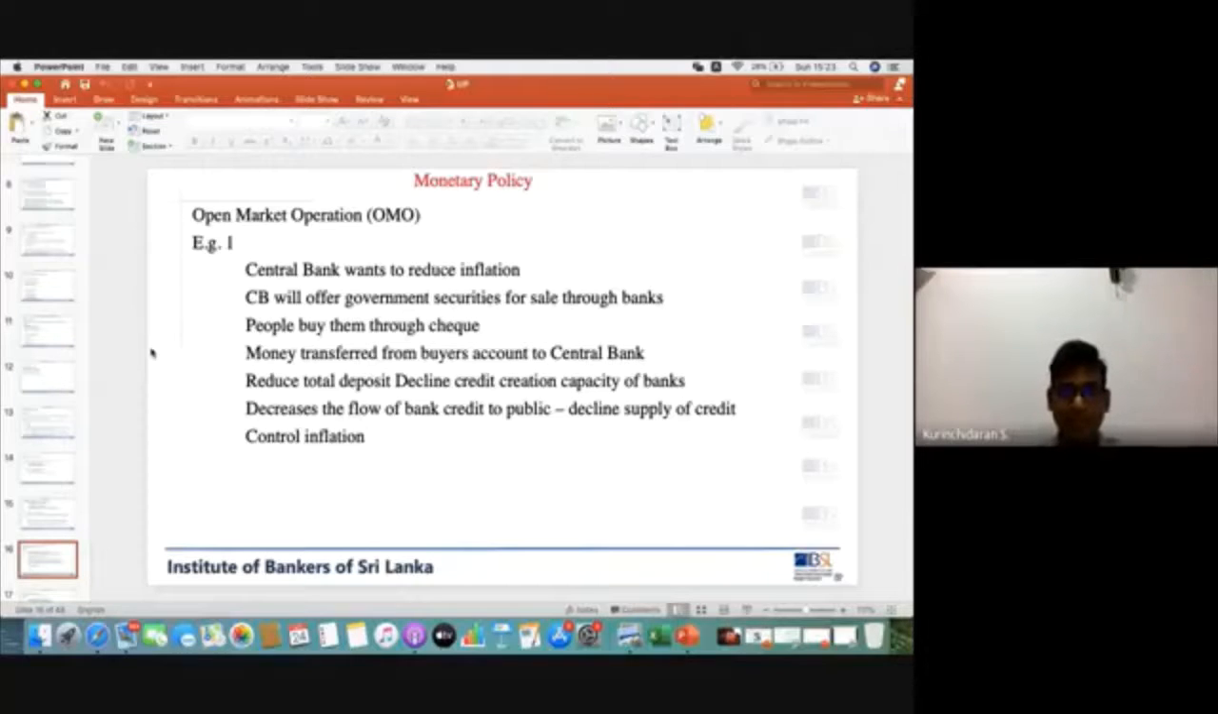Is that okay? So now you have to see this example. The central bank is going to sell securities and absorb liquidity from the market, or in this example it takes the general public's deposits, so the banks' credit creation will go down, the supply of credit will go down, and ultimately inflation will be controlled, right? Look at this second example.